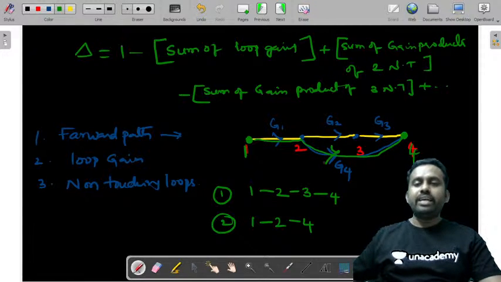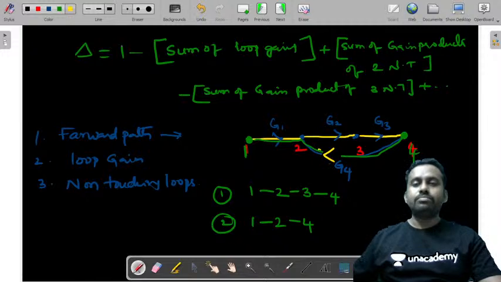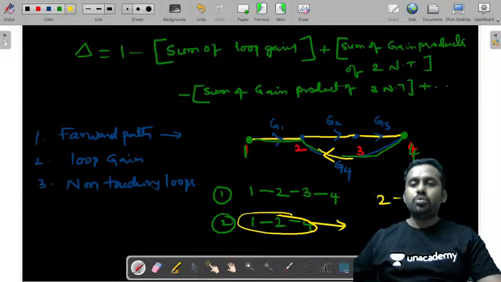You must be very careful about this arrow. If this arrow is not in the forward direction, let us say it's in the backward direction like this, now you cannot take this second 1 to 4 as the forward path. Rather, this 2, 3, 4 and 2: if you see the arrow marks, it is from 2 to 3, then 3 to 4, then 4 to 2. So this will become a loop.